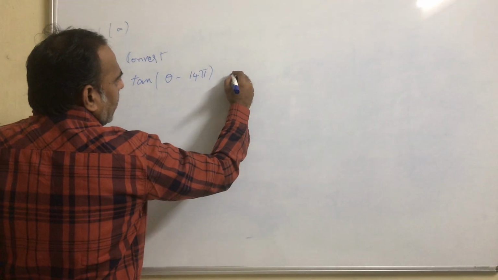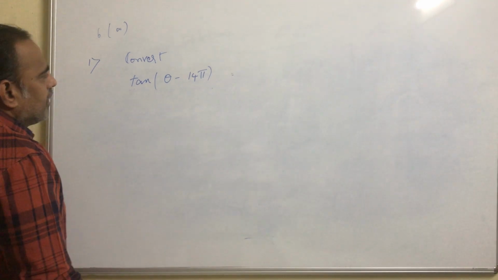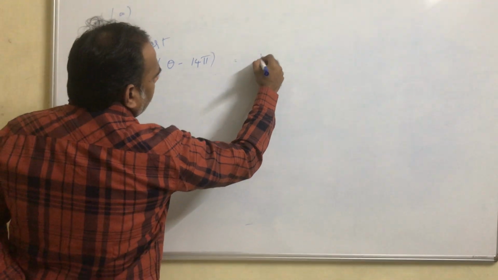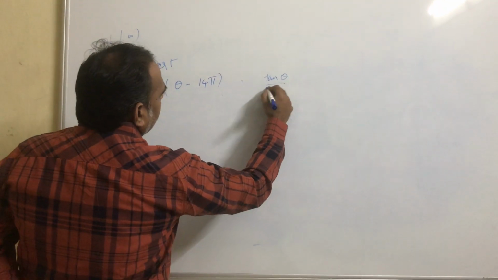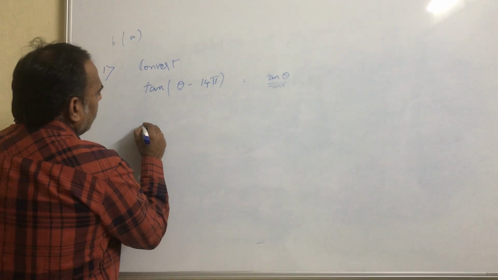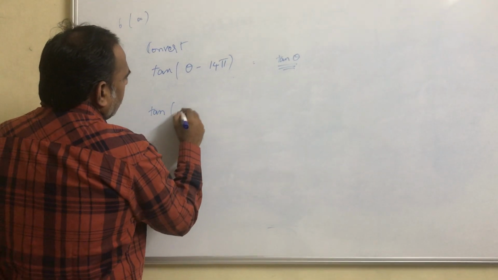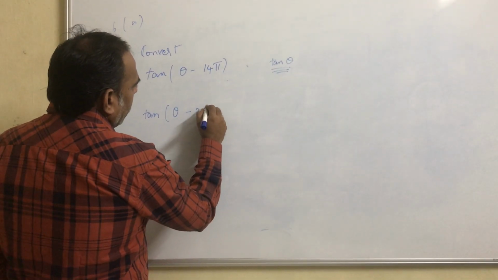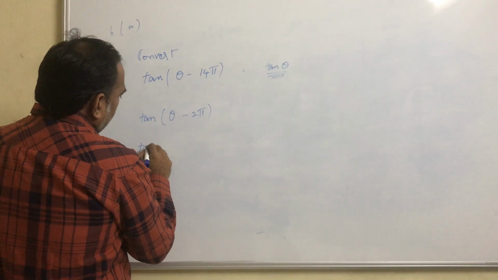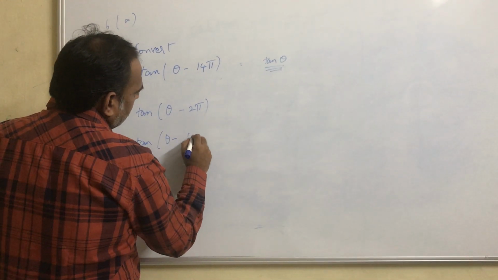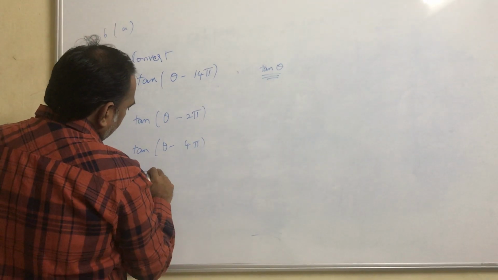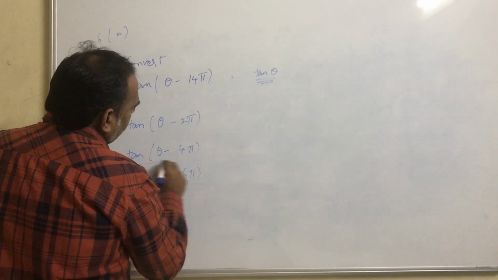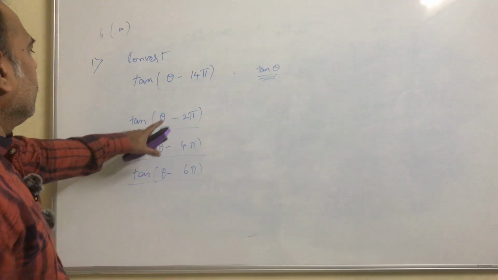From this problem, we can derive so many other problems also. Let us say tan theta minus 14 pi, we derive it as tan theta. This is the simplest form. Let us say if anyone asks us to convert tan theta minus 2 pi, right? And tan theta minus 4 pi, and tan theta minus 6 pi. What is the simplest form of all these things? Same thing we can apply.